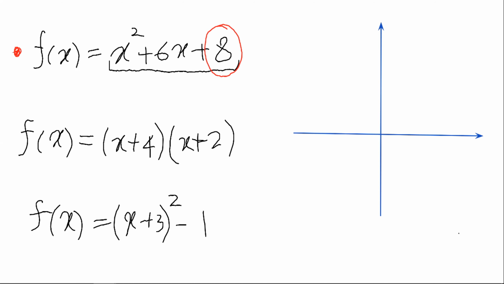And when a graph cuts the y-axis, what can you say about the x-coordinate? The x-coordinate is 0. Put x equals 0 here. What do you get for f of 0? You get 8. So when you have the quadratic written in standard form, a piece of information you can immediately extract about the graph is the y-intercept of the parabola. This parabola has to cross the y-axis at 8. Is that clear to everyone?